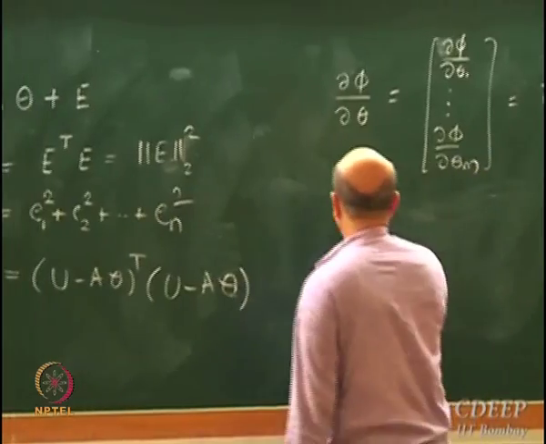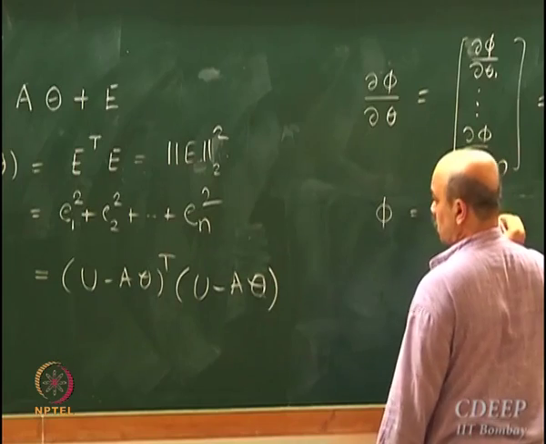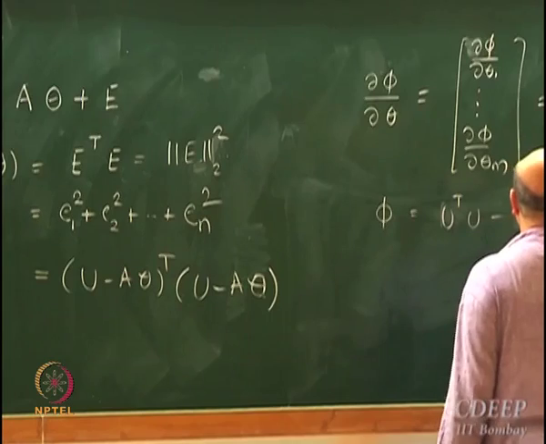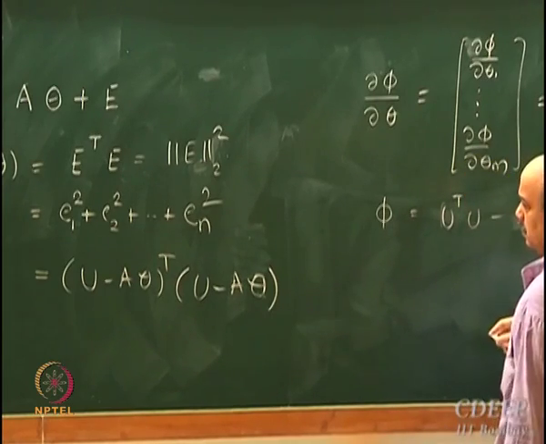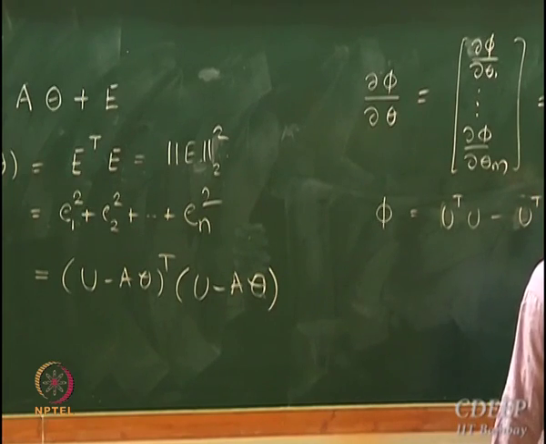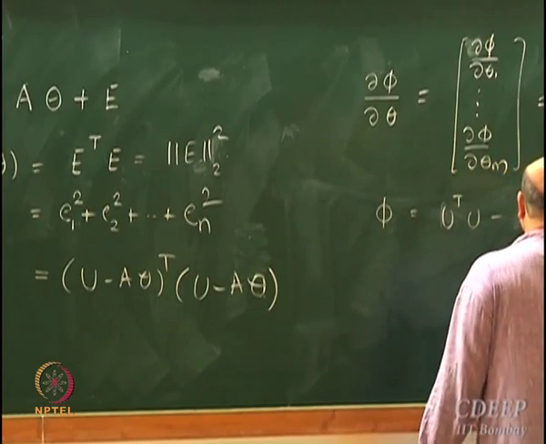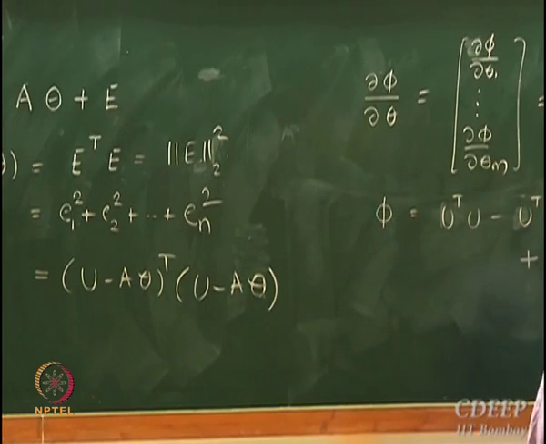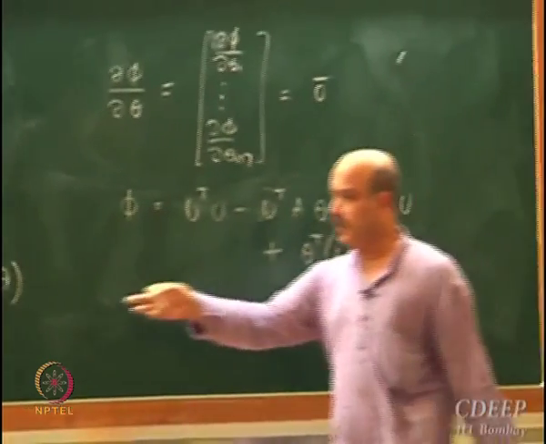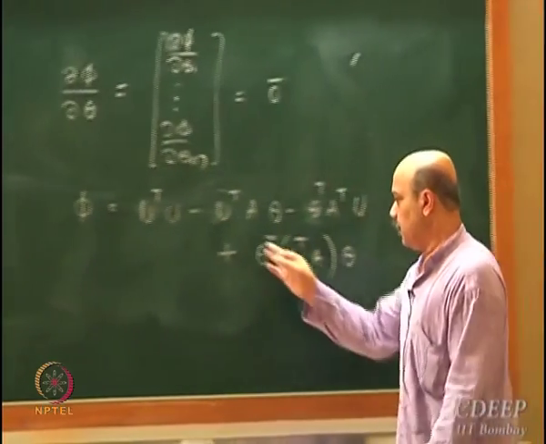Can you expand this? Say phi is equal to u transpose u minus u transpose A theta minus theta transpose A transpose u plus theta transpose A transpose A theta. I have just expanded the four terms. U is a vector, A theta is a vector, right? And I am just doing the simple matrix multiplication.